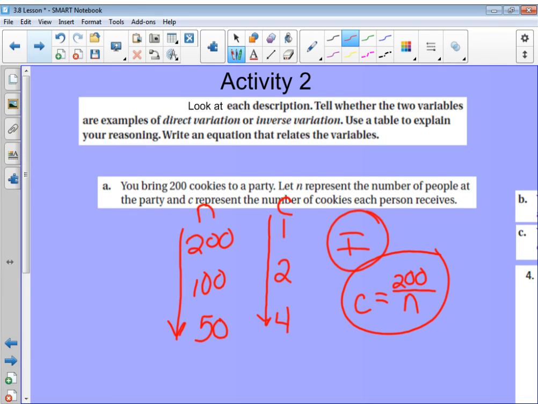Obviously, if we don't want to have to be breaking cookies to share them equally, we're going to have to find numbers that would go into 200, or that 200 was divisible by. Okay, so let's go ahead and try another one.